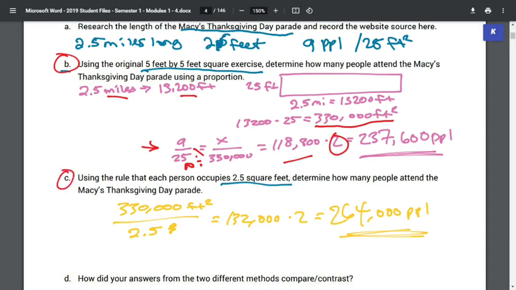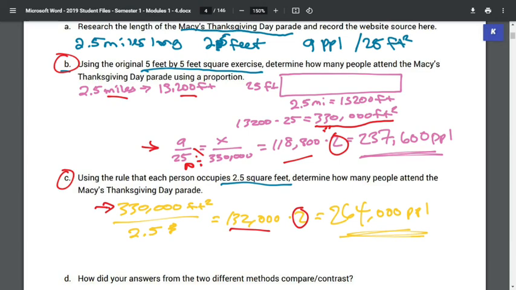If we go with C, that's the easier method. All we have to do is take the original square footage, so that right there over to here, divided by the 2.5 square feet. We get this number here, multiplied by 2, again for both sides of the street, and we get 264,000 people.